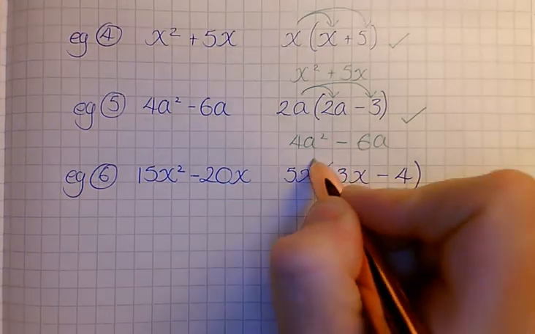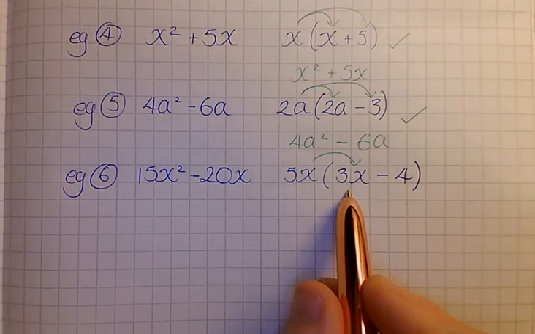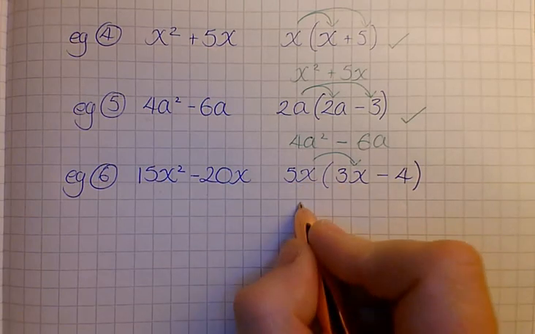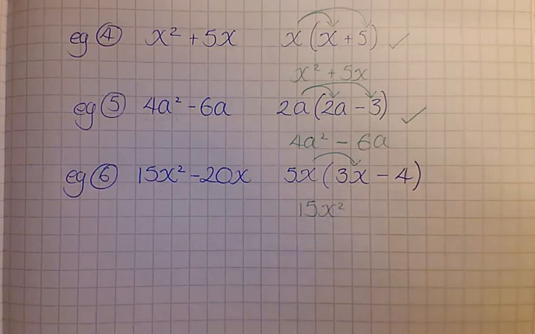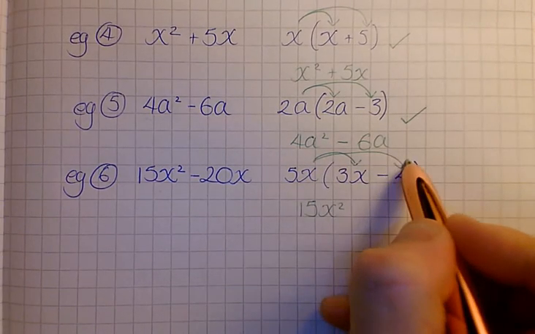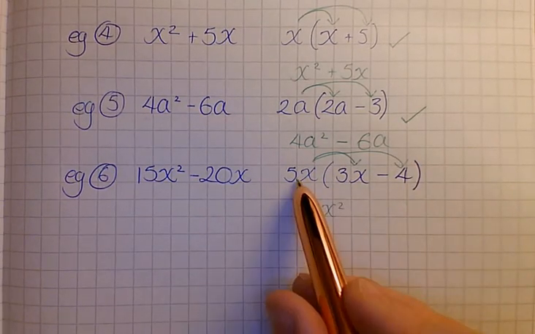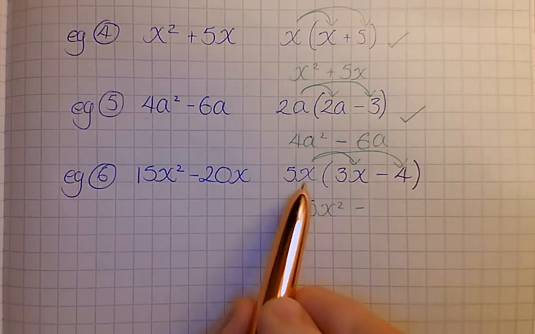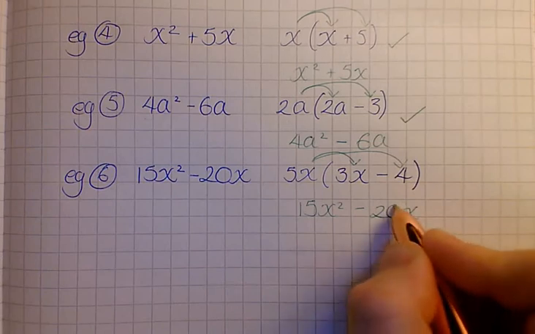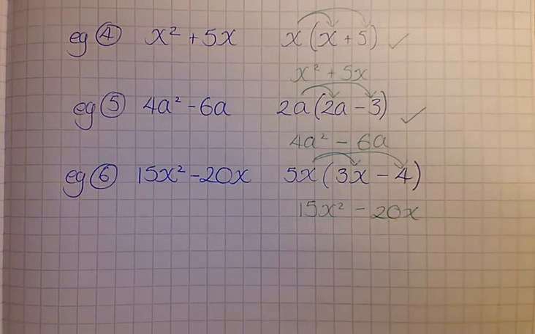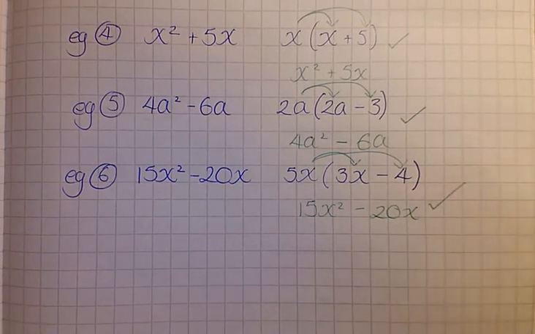We'll do that last check. 5x times 3x, well 5 times 3 is 15. x times x is x squared. Then I've got 5x times the minus 4, so we can pop the minus sign here. 5 times 4 is 20 multiplied by the x. Correct.